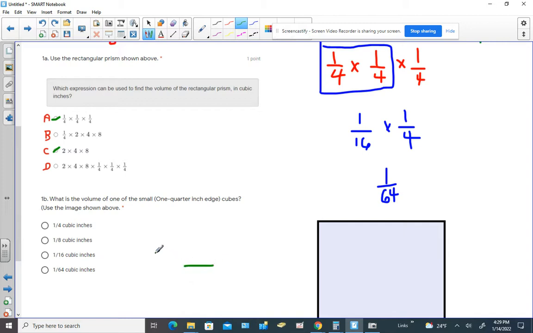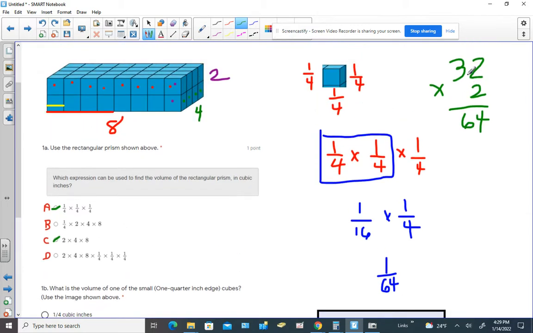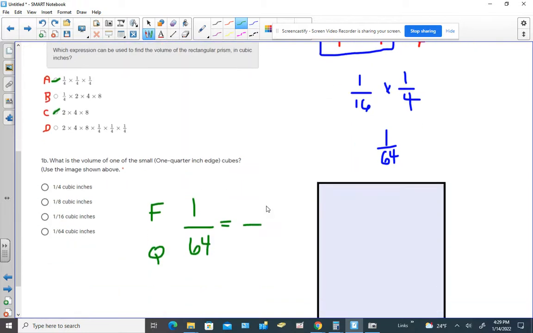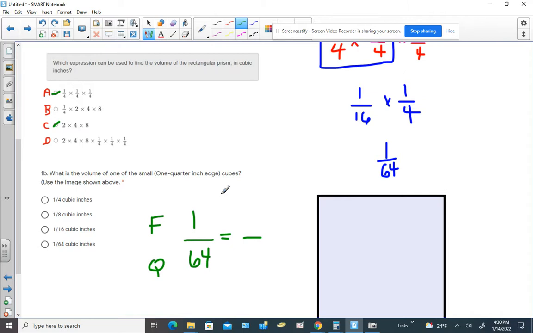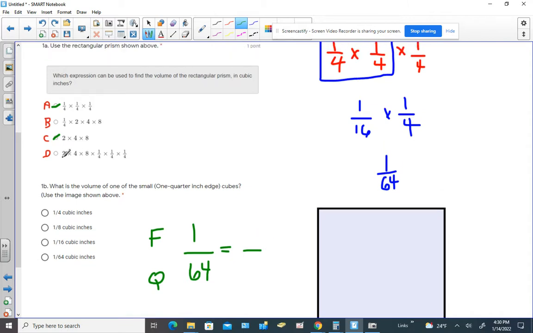In class, we talked about the ratios that you can think of for every one full cube. In this case, how many 1/4 cubes would you need to equal a full cube? And the answer to that question is we would need 64 of them, right? Now, we calculated that we have 64 of these blue cubes, but these are the 1/4 cubes. So how many full cubes would that be? Consider that as you answer question 1B.